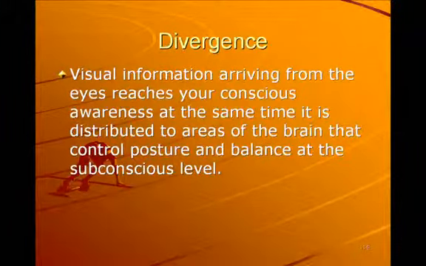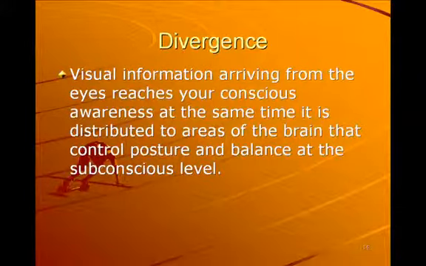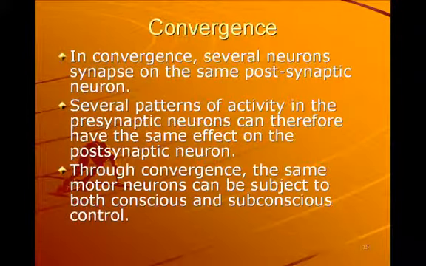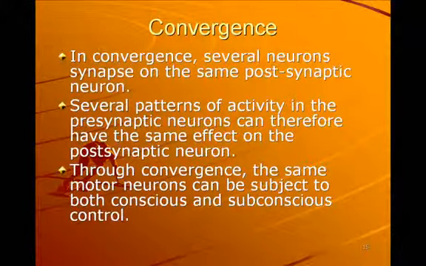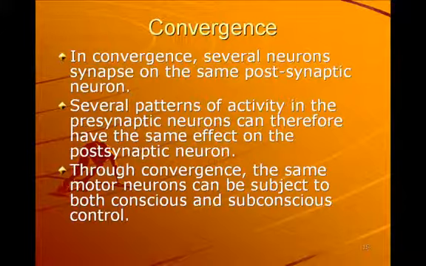Visual information arriving from the eyes reaches your conscious awareness at the same time it is distributed to areas of the brain that control posture and balance at a subconscious level. In convergence, multiple neurons synapse at the same postsynaptic neuron. Several patterns of activity in presynaptic neurons can therefore have the same effect on the postsynaptic neuron. Through convergence, the same motor neuron can be subject to both conscious and subconscious control.